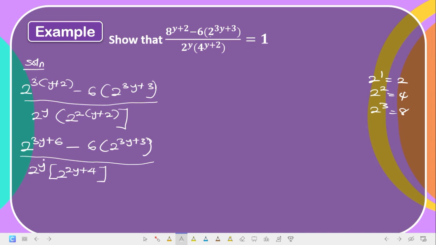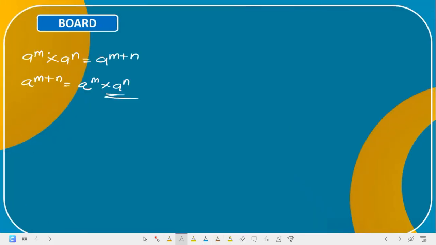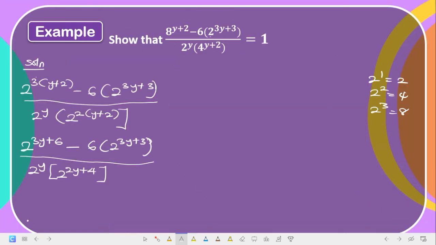Now, at the end of the day, what do you think we cannot do here? We can still do something here. Let's take everything back to their normal form, applying this principle that if we have a to the power of m plus n, it can also be written as a to the power of m times a to the power of what? n. Let's apply it here.